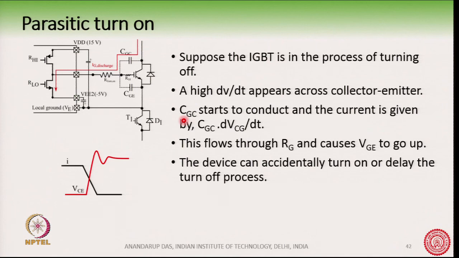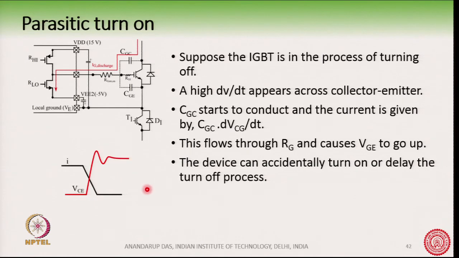So, when the device is in the process of turning off, where we are reducing the value of VGE, now we are getting a situation where, because of this parasitic, the gate emitter voltage is actually rising up. So, it can have two impacts: it can delay the turn off process, or it can even accidentally turn on a device which has been almost on the verge of turning off. Okay. So, this is something which is also a very important effect, okay, and has to be taken care of.